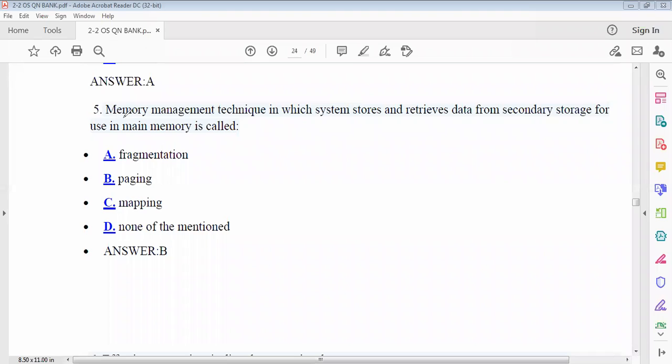Operating system MCQ. Quick question. Memory management technique in which system stores and retrieves data from secondary storage for use in memory level is called? Answer B is correct. Paging. Next question. Question number 6.